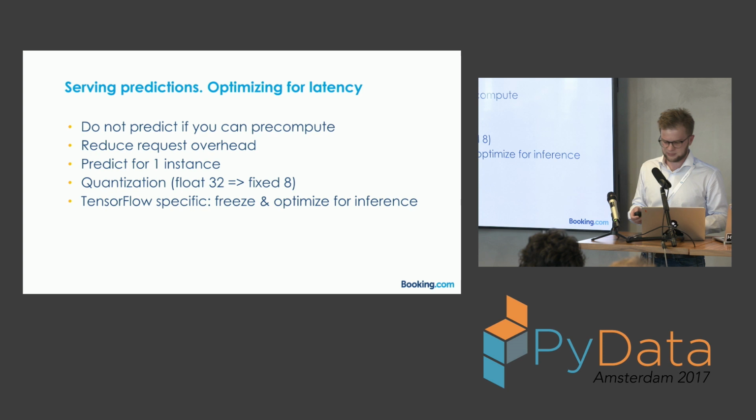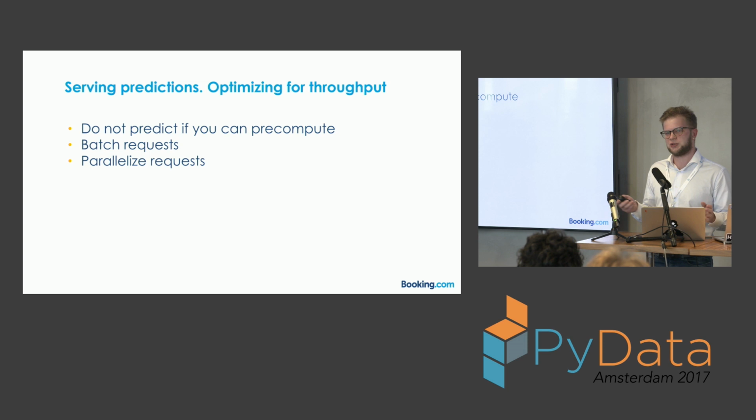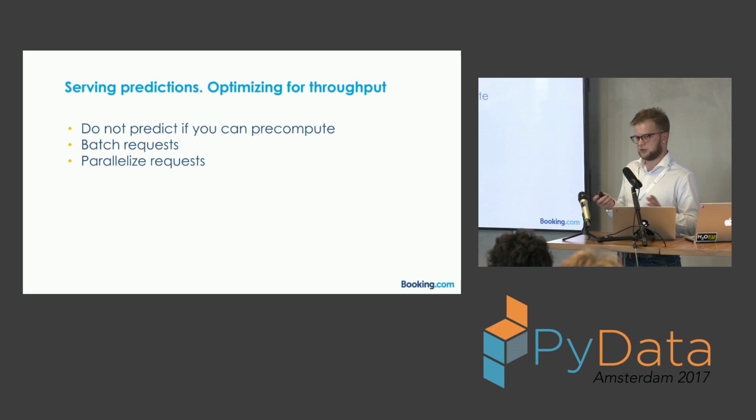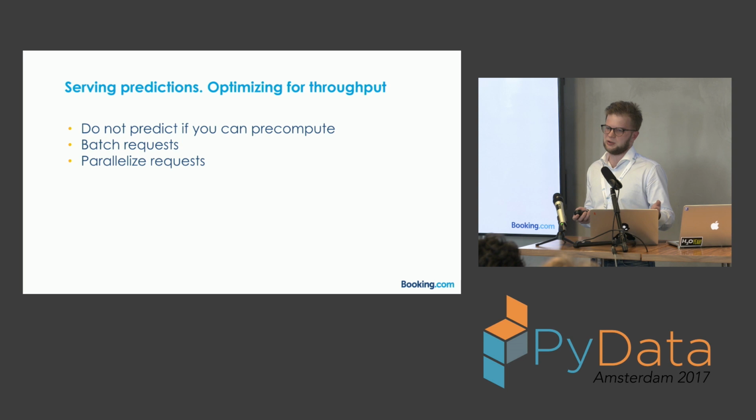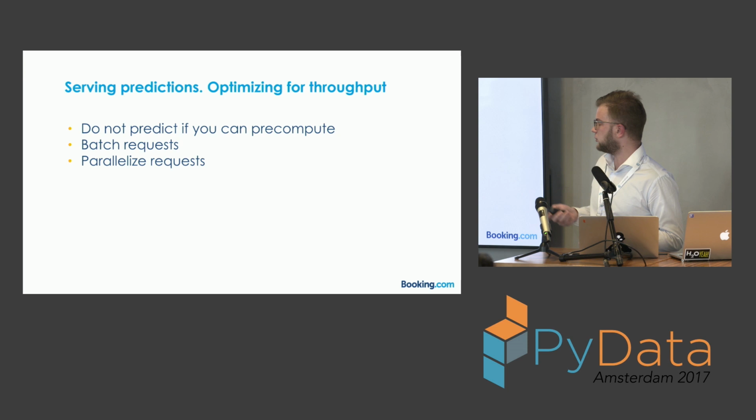Then, if we want to predict on a large number of instances, we can batch requests together. So at a time, we predict on n examples, which can increase latency. It's fine, but it's always a trade-off between the latency you want to have and the amount of predictions you can get. Also, for throughput, it's very natural to optimize by sending requests in parallel.